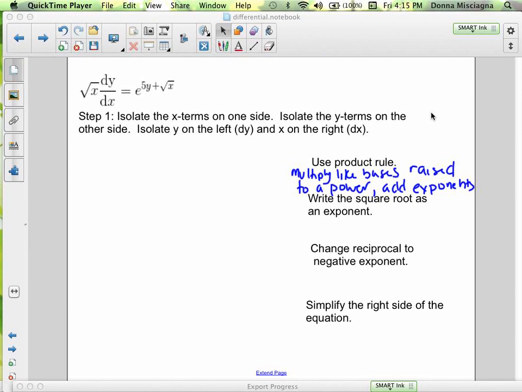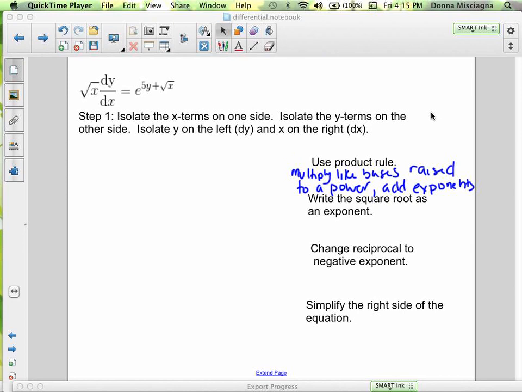So we're going to be solving some more differential equations here. So step one, we want to isolate the x terms on one side and the y terms on the other side: isolate y on the left, dy, and x on the right, dx. Because we can move dx to the right, but we can't really do anything with dy.